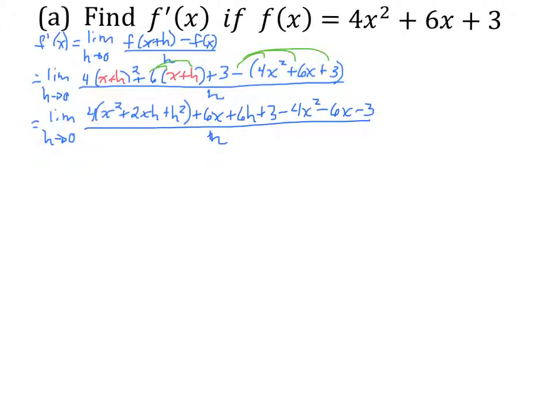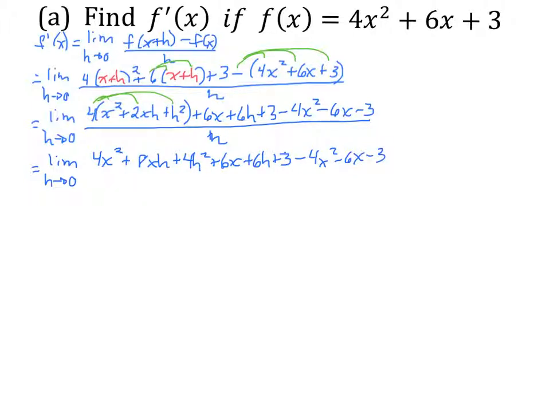What's left now? Distribute your 4 into all those parentheses. And so we get equals the limit, and yes, you have to keep writing the limit down, as h approaches 0, of 4x squared plus 8xh plus 4h squared plus the 6x plus the 6h plus the 3 minus 4x squared minus 6x minus 3, all over h. Wasn't that fun?